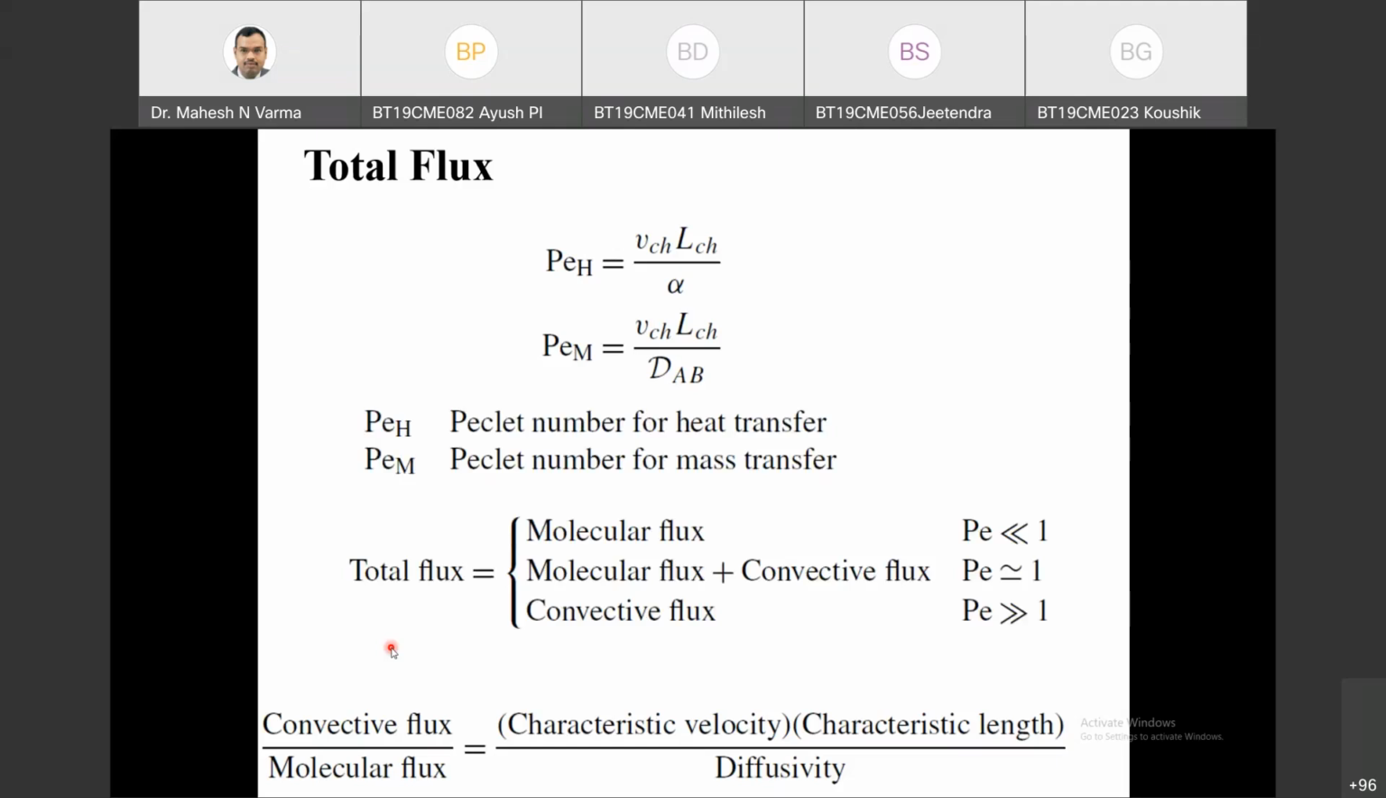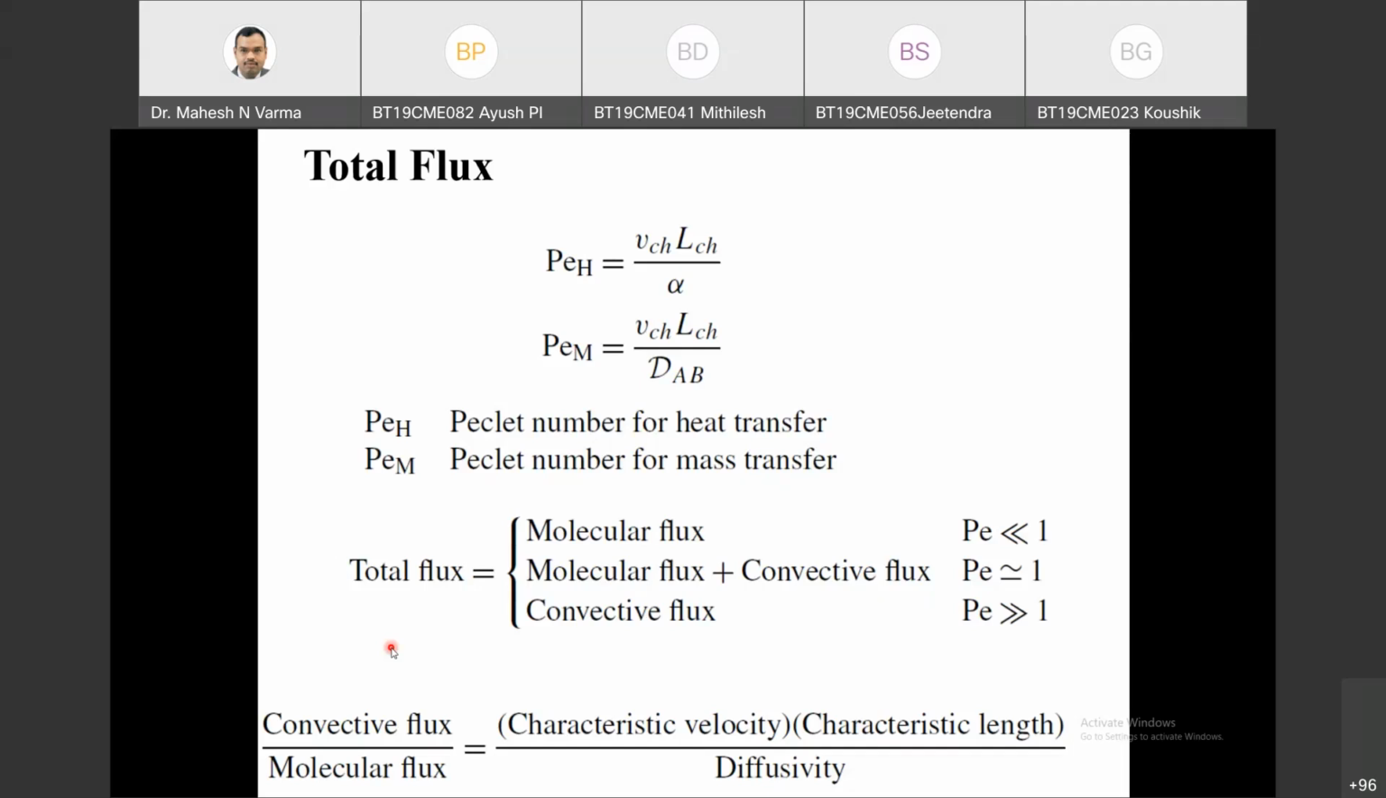If the Peclet number is very, very much smaller than 1, then certainly the molecular flux is very high compared to the convective flux. I don't even know of a case where there is a convective flux and only molecular flux dominates. When the Peclet number is approximately 1, you have simultaneous molecular flux as well as convective flux. Whether you need to consider convective flux, molecular flux, or both for design will be defined by the Peclet number.